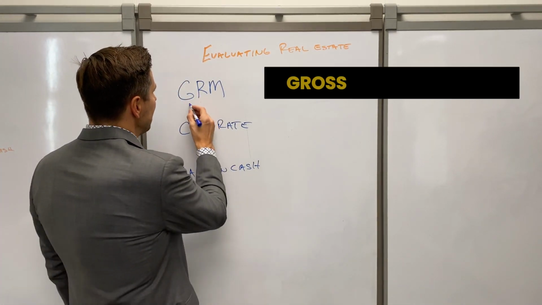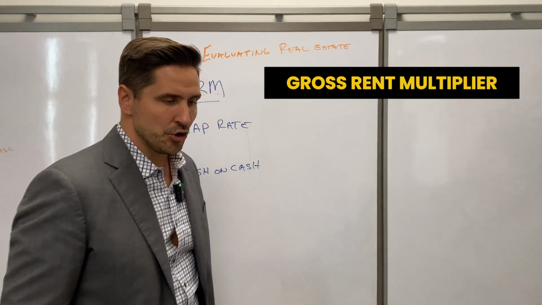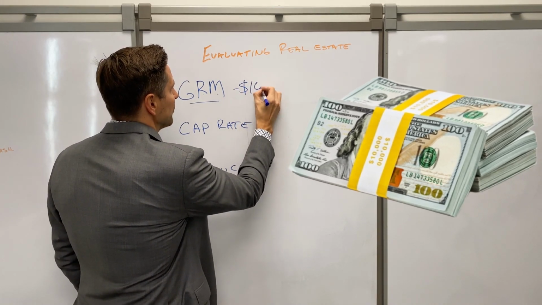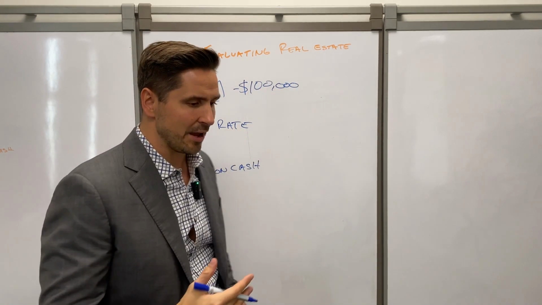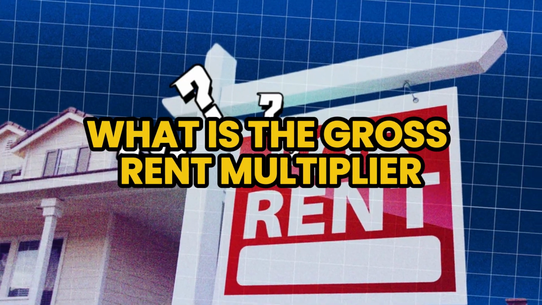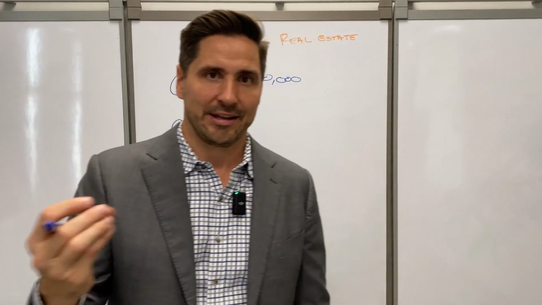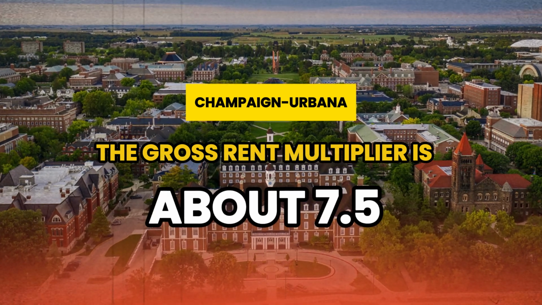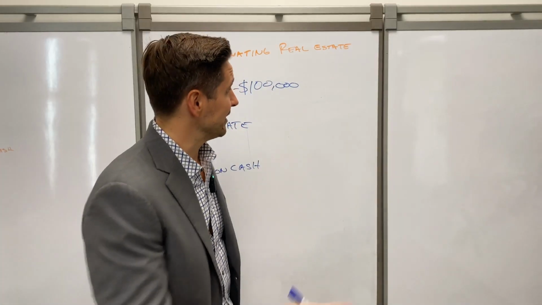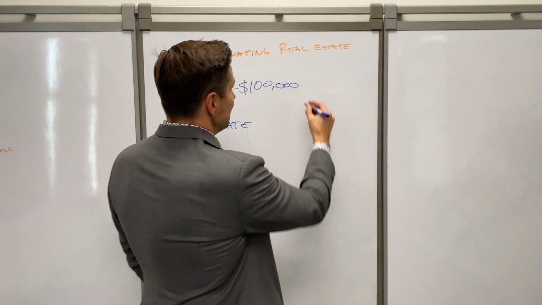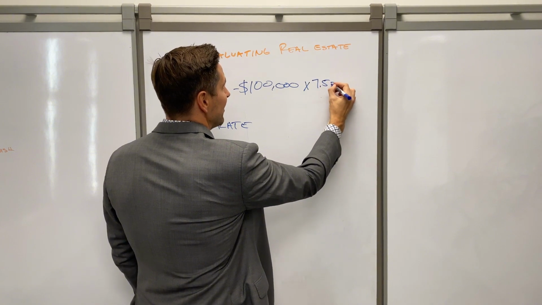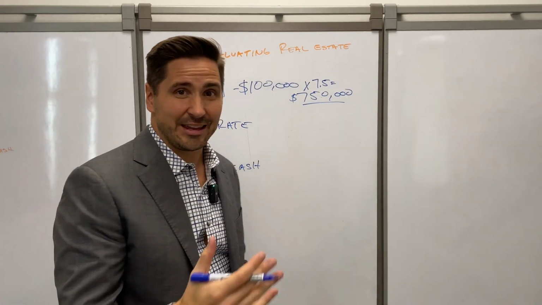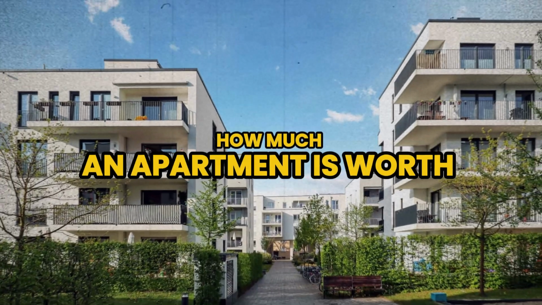For GRM, this stands for gross rent multiplier. You're going to take the yearly rents, let's say in this case, the rents are $100,000. And at $100,000, you're going to say, what is the gross rent multiplier that people are buying this property at? Well, in Champaign-Urbana, the gross rent multiplier is about 7.5, okay? 7.5, that means you take the yearly rents, which are $100,000 in this case, times 7.5, and that would equal $750,000. Now, it's a very easy calculation for you to figure out exactly how much an apartment is worth.